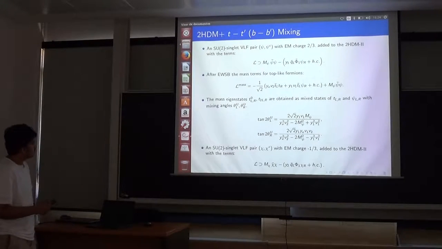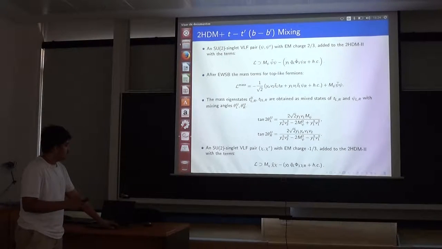So now we go to the next thing, that is the 2HDM plus T-T prime mixing. The 2HDM is there, and then T-T prime mixing is looked at. So then an SU(2) singlet vector-like pair, like two vector-like fermions of up-type nature, is added to the plane with the doublets, with Y1 coupling with only this term.